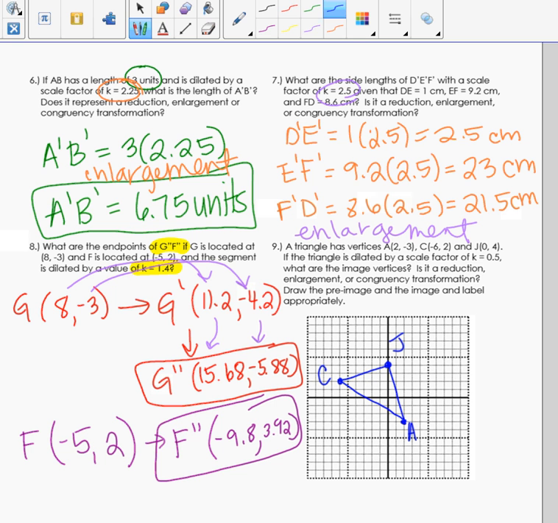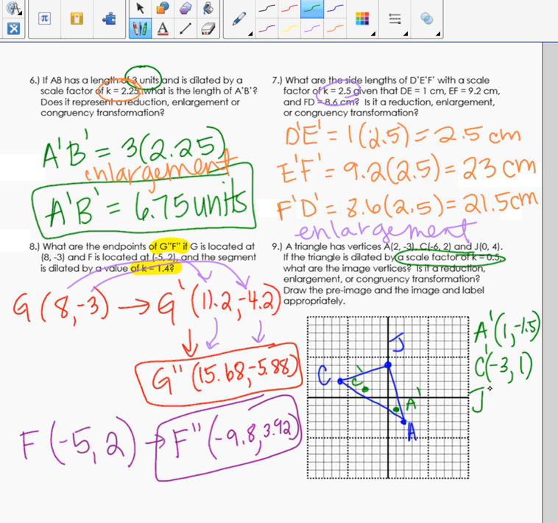Now, it says we have a scale factor of 0.5. So I'm going to take all of those coordinates and multiply them all by 0.5. So to find A prime, I'm going to take 2 and multiply it by 0.5 and I get 1. -3 times 0.5 is -1.5. So we are at 1, -1.5. Make sure you label that as a prime. C started at -6, 2. So if you multiply that by 0.5, -6 times 0.5 is -3. 2 times 0.5 is 1. So we're at the point -3, 1, and you're going to label it as C prime.